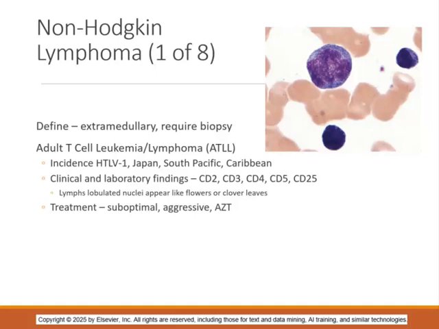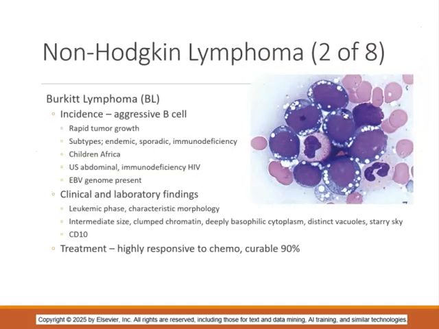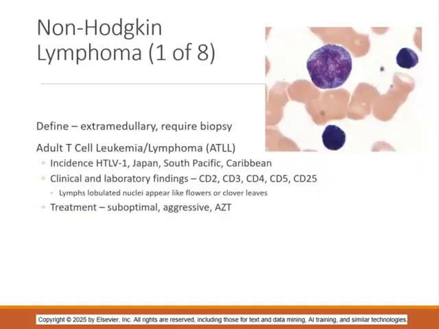So the flow shows T-cell markers, which are CD2, 3, 4, 5, and 25, just because it is a type of lymphoma. The lymphs, you can see that one in the top middle, very lobulated, looks like petals of a flower is what they call it, or a clover. It's big. There are two other normal looking lymphs in there. So the treatment isn't that great because it's very aggressive. They give AZT to this.